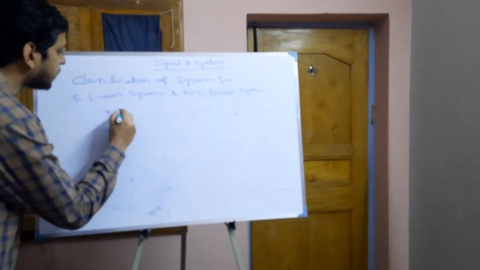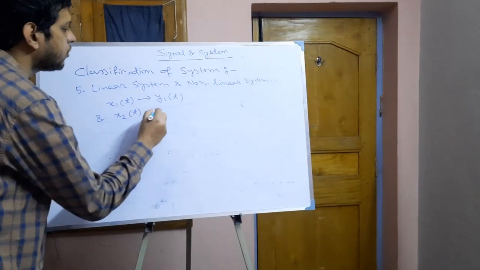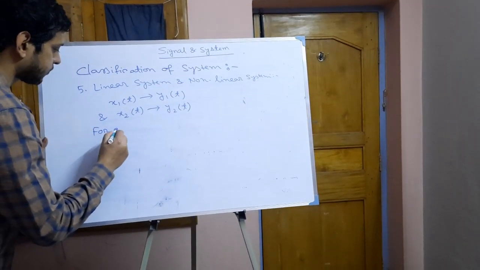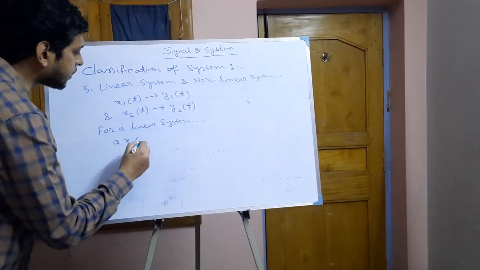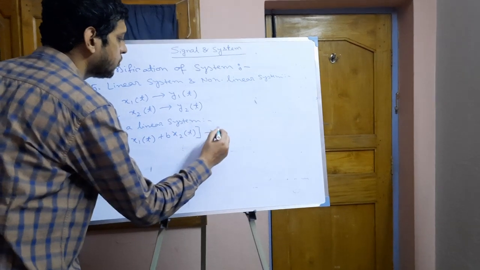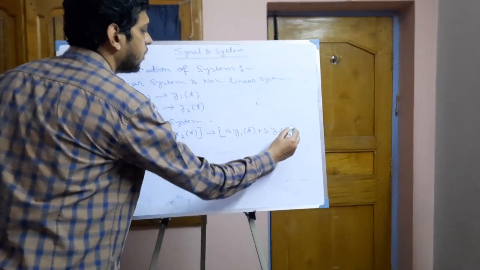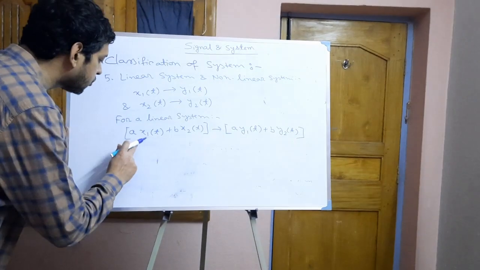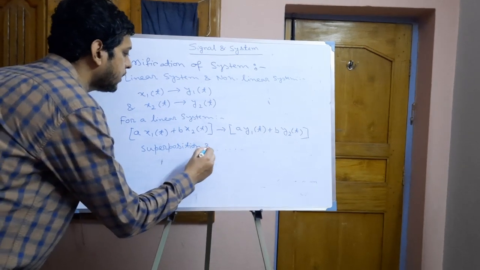If x1(t) gives rise to y1(t) and x2(t) gives rise to y2(t), then for a linear system a x1(t) plus b x2(t) together will give rise to a y1(t) plus b y2(t), where a and b are constant. That is, it follows the principle of both superposition and homogeneity.